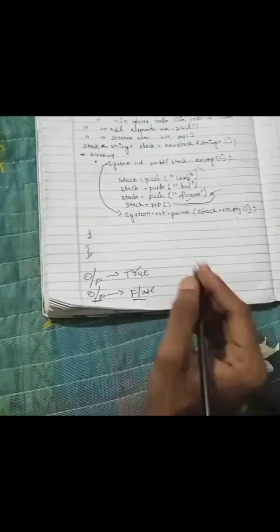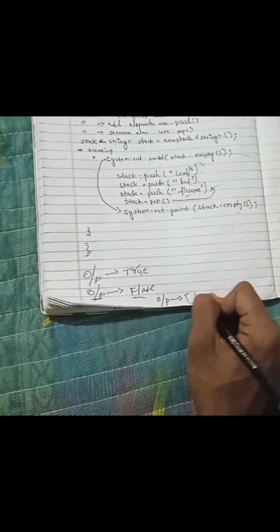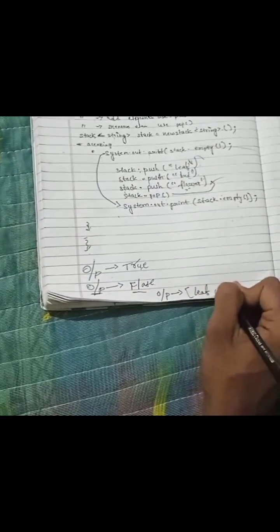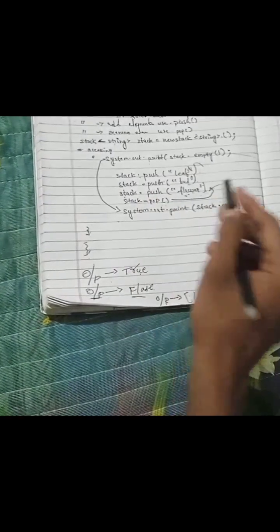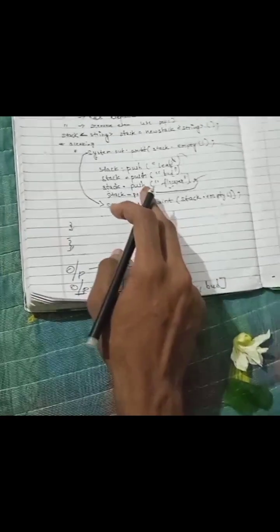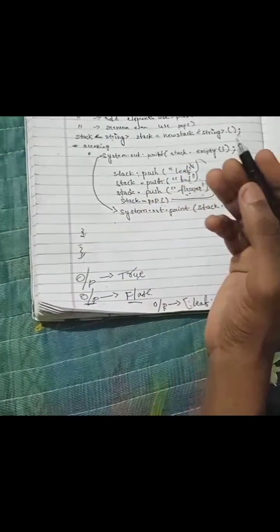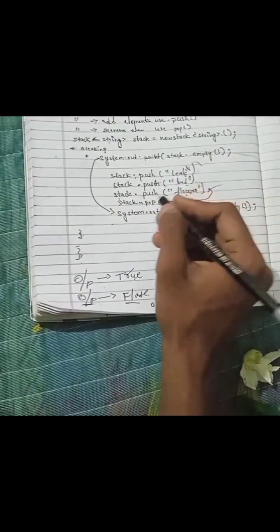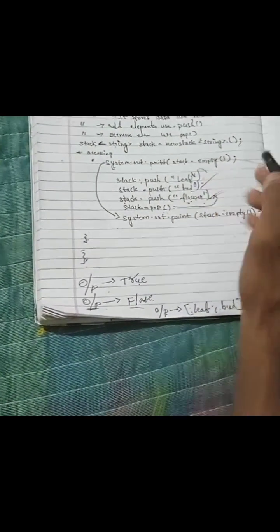So in this output, print only the leaf and bird in the string. Leaf and bird in the string. So print output like this. Then we're going to have to remove another word, so again we're going to have to call pop. Next, remove the bird element, like that.